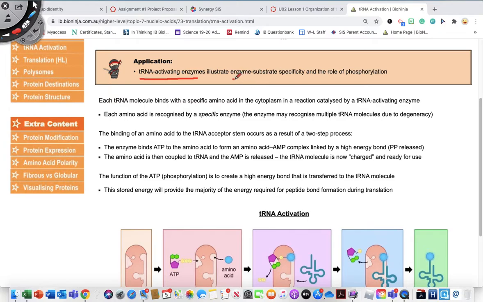So remember that enzymes and substrates have a specificity. They fit like a lock and a key. And not really, it's more like an induced fit, we learned, right? And then by the role of phosphorylation.